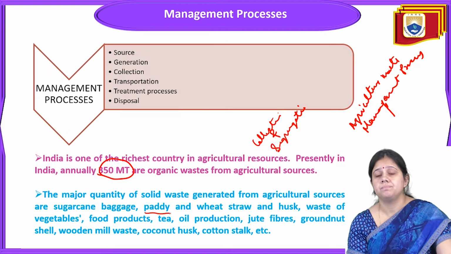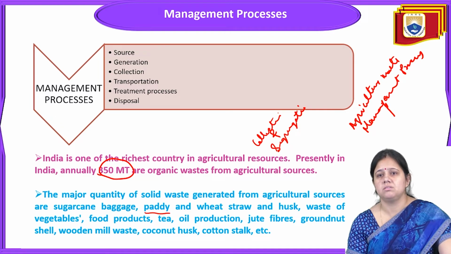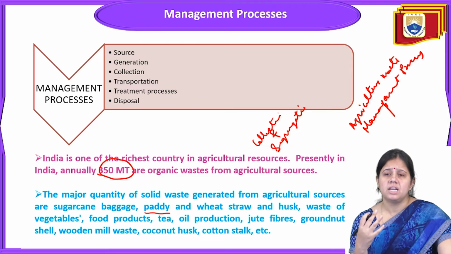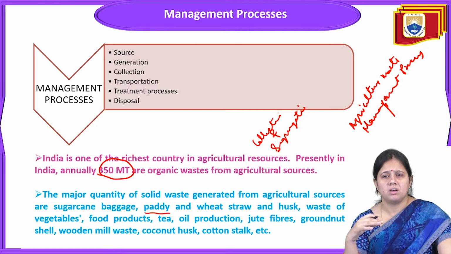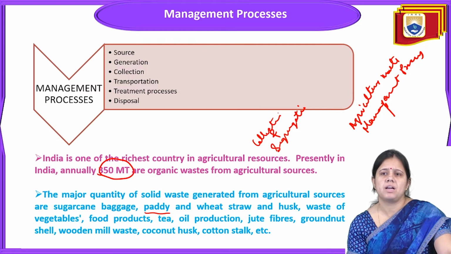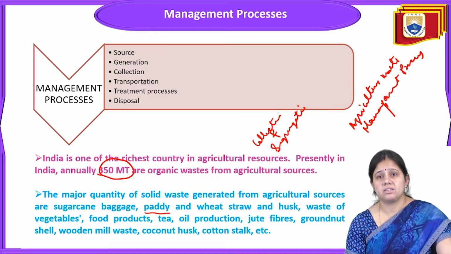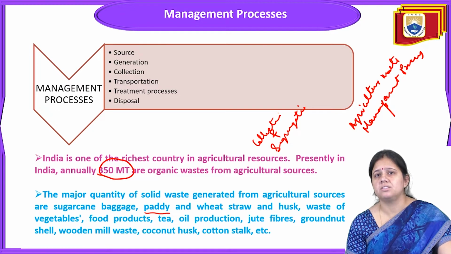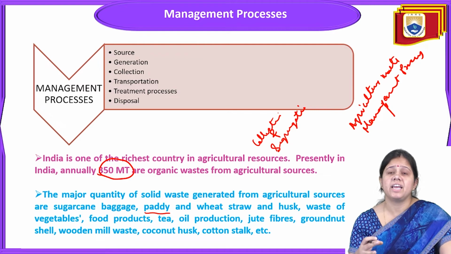We cannot say it is a waste. We can say these are resources, because we can convert them into very useful resources, like electricity generation, manures, and small biogas plants. That's why management of agriculture waste is very important, because it is an enormous source of electricity generation.